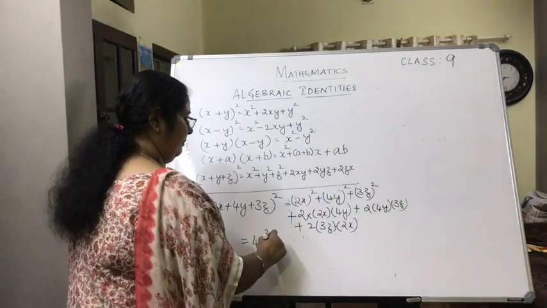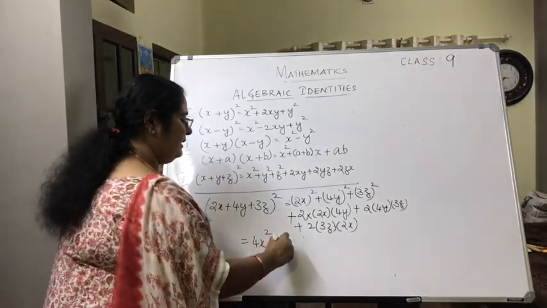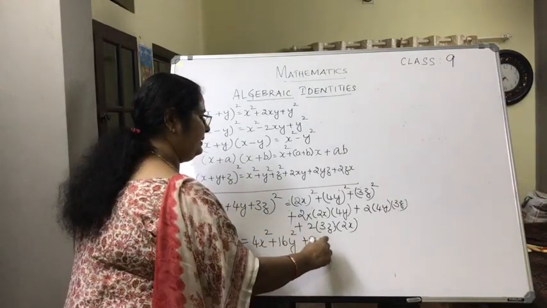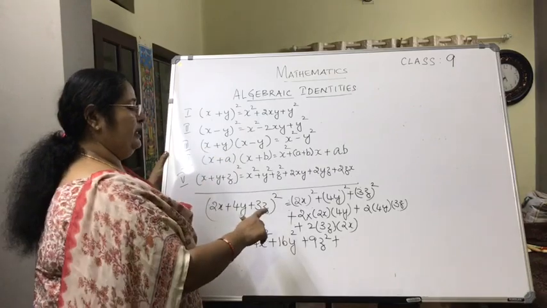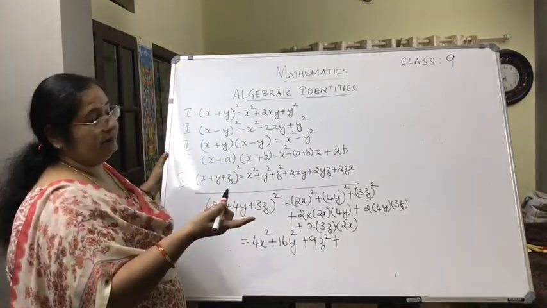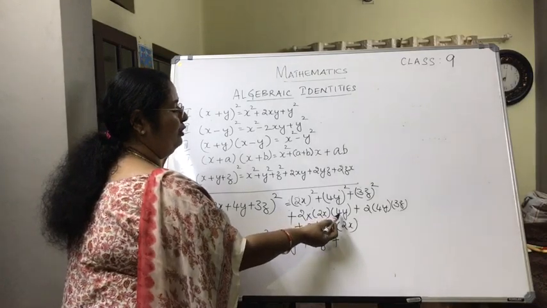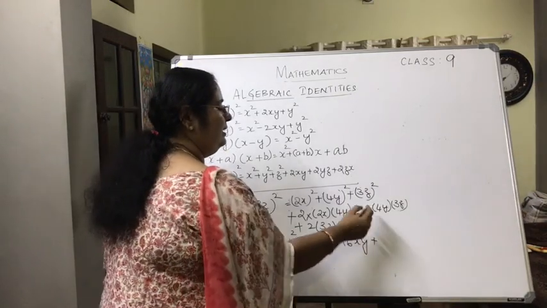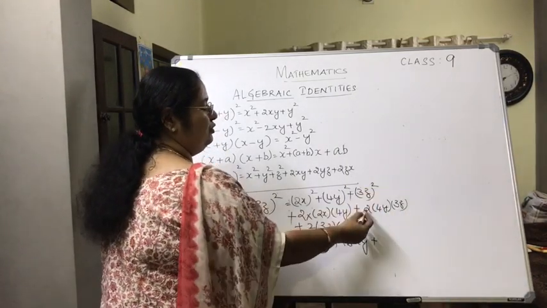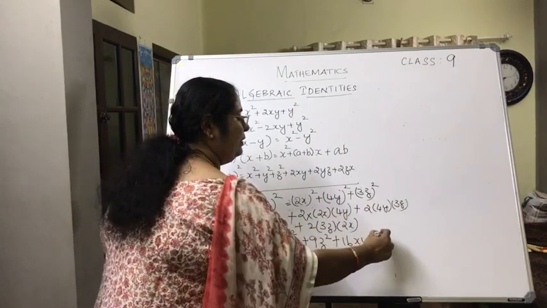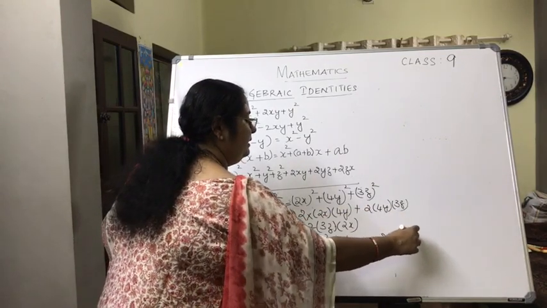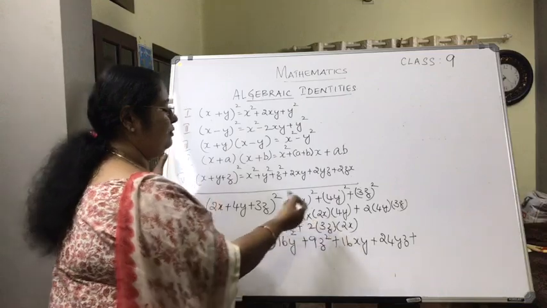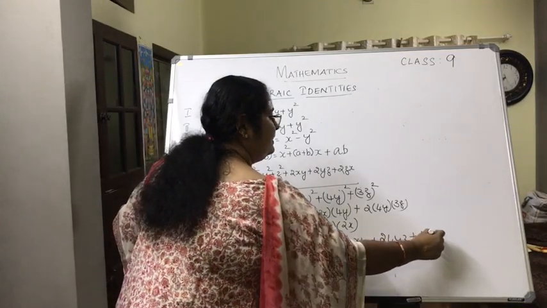4x square, plus 4y the whole square is 16y square, plus 3z the whole square is 9z square, plus 2 into 2x into 4y. So 2 into 2, 4, 4 into 4, 16xy, plus 2 into 4y into 3z. 2 into 4, 8, 8 into 3, 24. So 24yz, plus 2 into 3z into 2x. 2 into 3, 6 into 2, 12, plus 12zx.